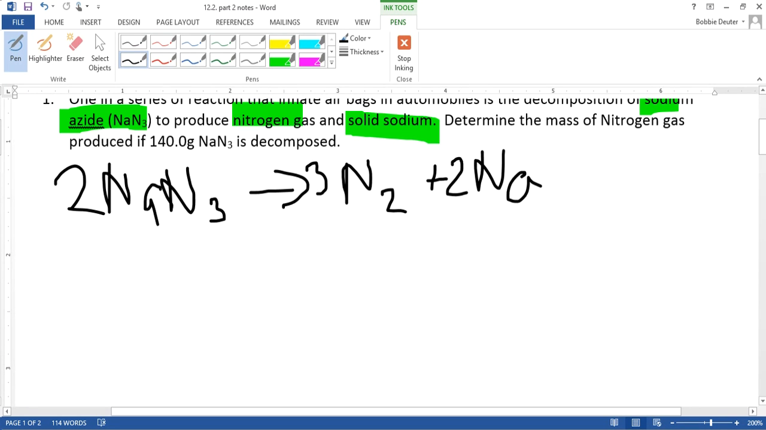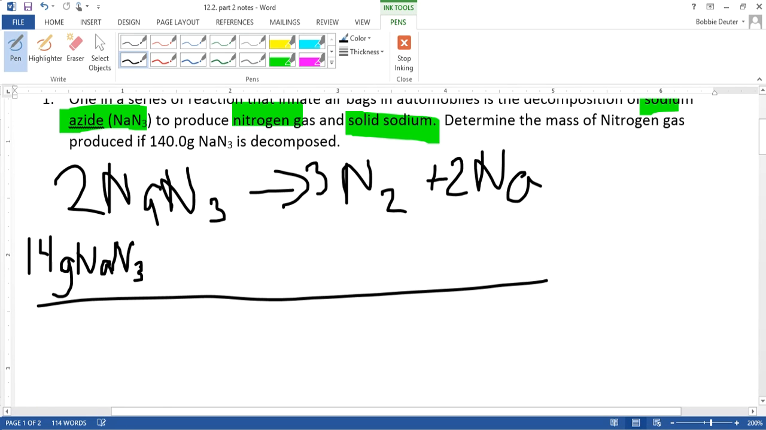Okay, so now that we're balanced, let's start with what we have, which is 140 grams of NaN3. Okay, we have to get it to moles because we can do a mole to mole ratio that we learned in section 1, but we can't just go grams to moles. So we have to look at our molar mass. So the molar mass has to go here. So this is 65 grams of NaN3, which equals 1 mole.